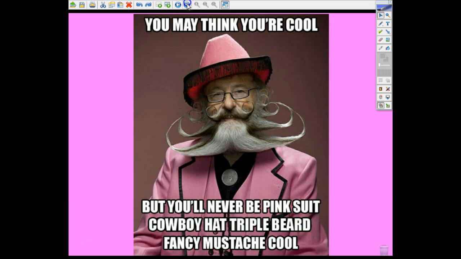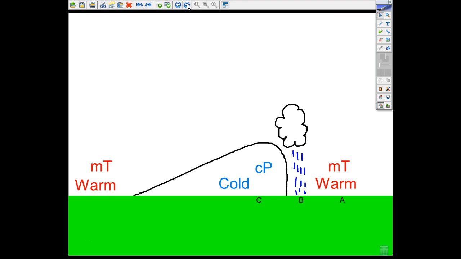But just a quick little summary. Oftentimes they'll do this, where they'll place letters, and it took me all night to think of this. City A, City B, City C. So City A and B are both in a maritime tropical air mass. They're both warm. City C is in a cold air mass or a continental polar air mass. Right now, B is experiencing heavy precipitation.